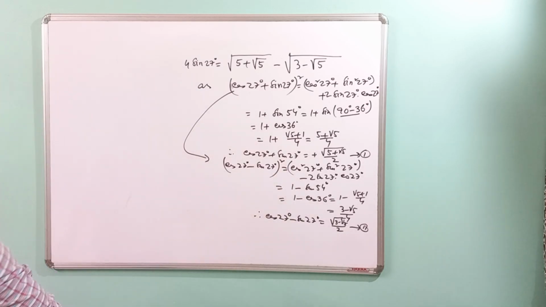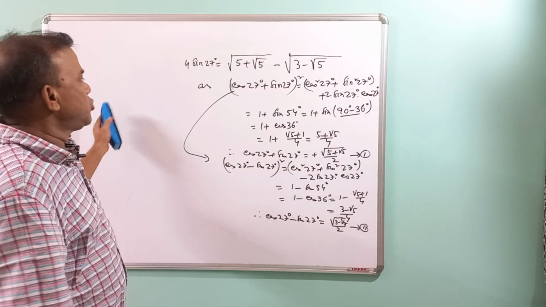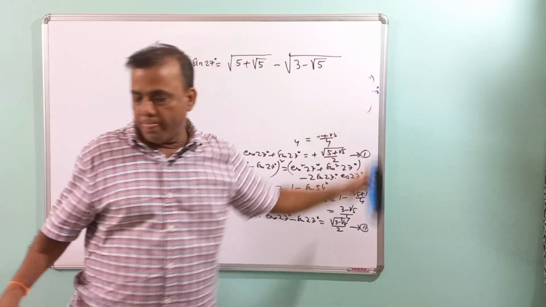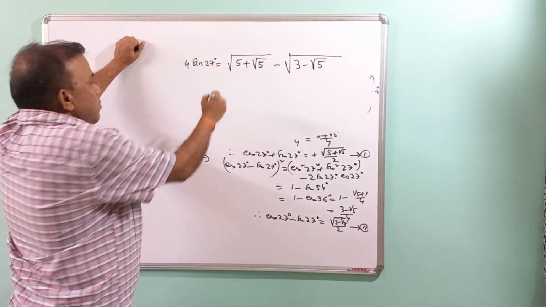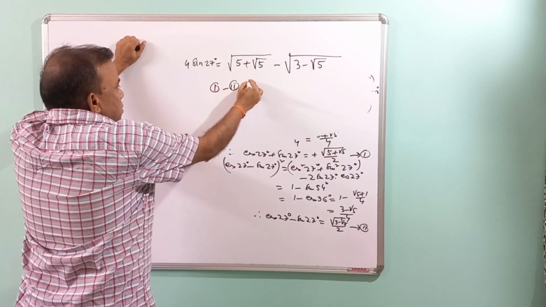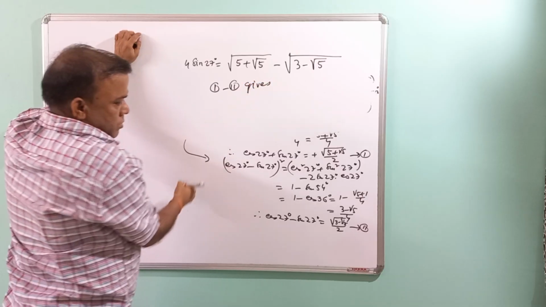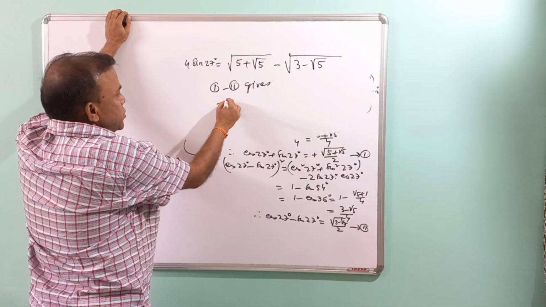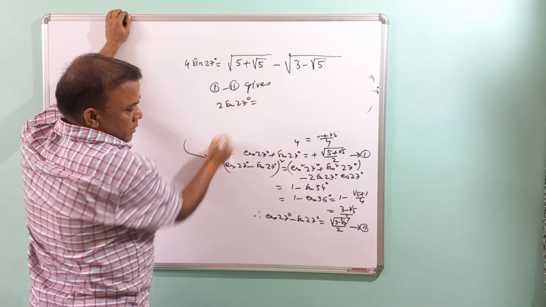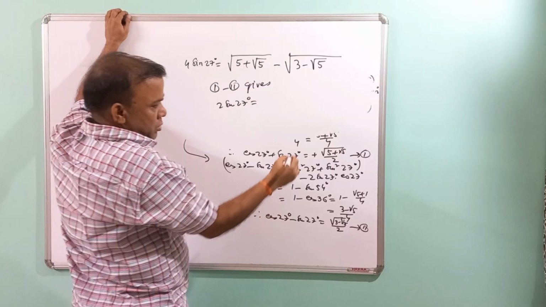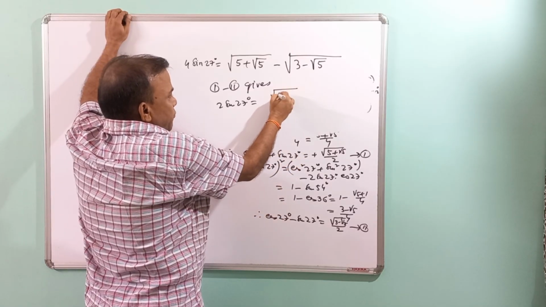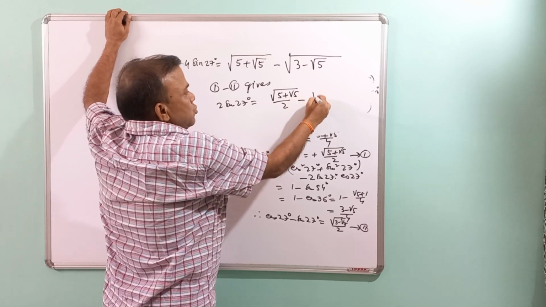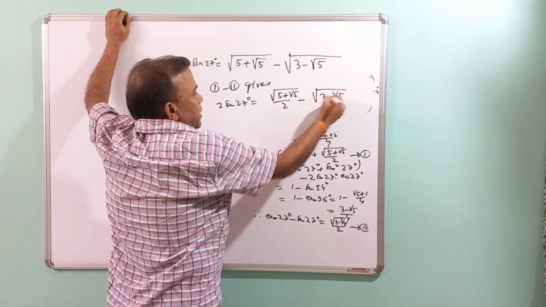Now, subtracting these two results, 1 minus 2 gives 2 sine 27 degree equals to root over of 5 plus root 5 by 2 minus root over of 3 minus root 5 by 2.